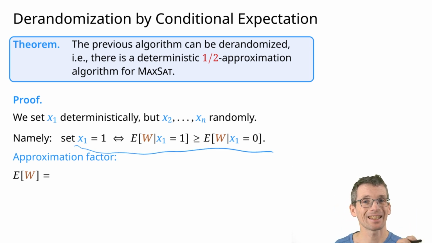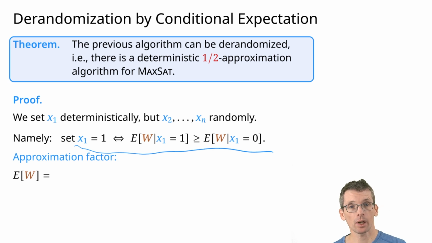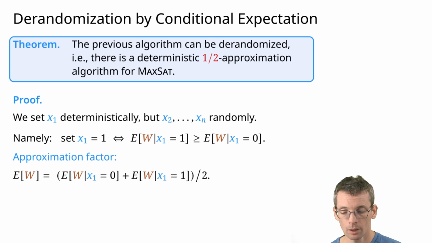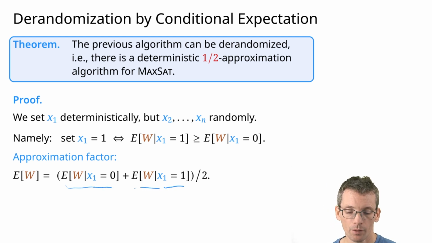Now let's see why this still gives us a 1/2 approximation. So E of W, the expected value of W, is actually the average between E of W given x1 is 0 plus E of W given x1 is 1.